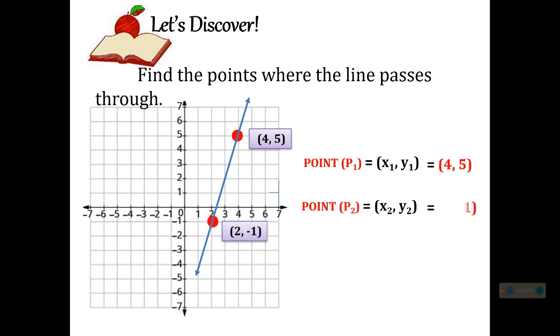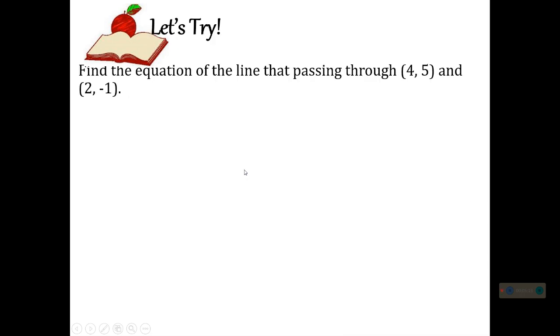We have 2, negative 1. Okay? So, on our topic last week, you are given the equation and you are going to graph the given equation. But this time, what if you are going to reverse? So, you are given the graph and you are going to find our equation. Okay? So, let's proceed. We are going to find the equation of the line that passes through 4, 5, and 2, negative 1. So, that's our given point earlier on the previous slide.